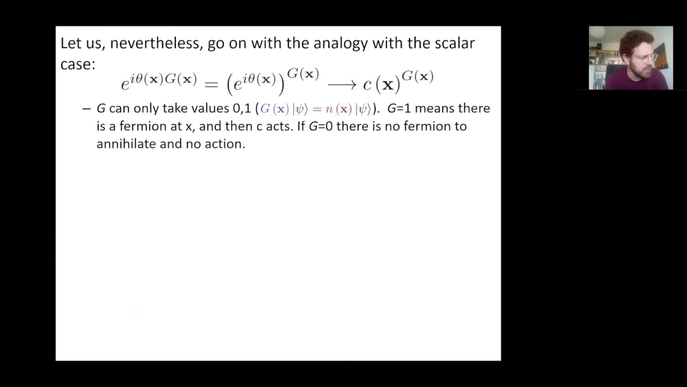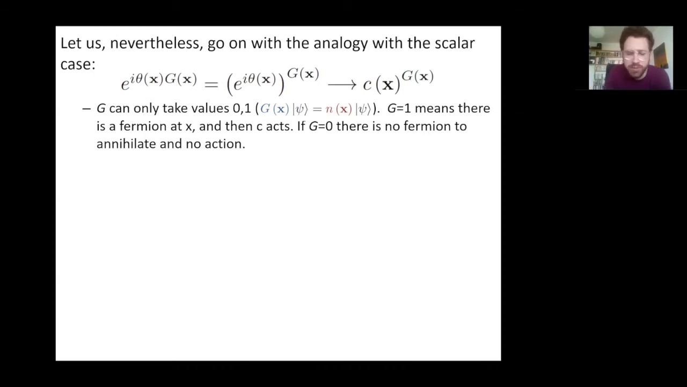If I want to write it in terms of the fermions, just to perform a naive replacement, it will look like this: the fermionic phase, which is the Majorana operator, to the power of g. Now g can take only the values 0 or 1 in our physical Hilbert space, because we have the Gauss laws that relate g to fermionic number operators. If g equals 1, it means from the Gauss law that there was some fermion there, so C acts and gets rid of it. If g equals 0, it means that there is no fermion to annihilate, and therefore no action is taken. So it looks fine.